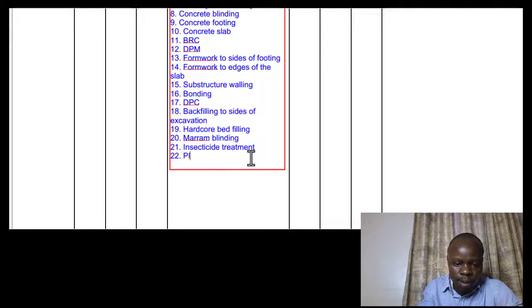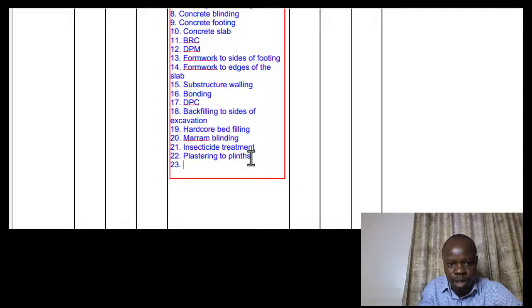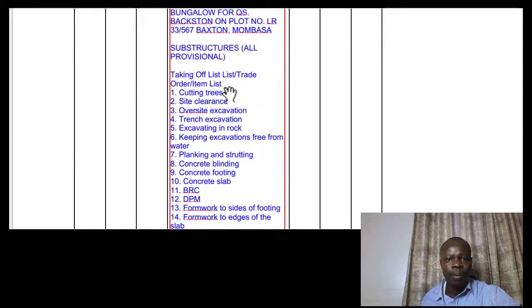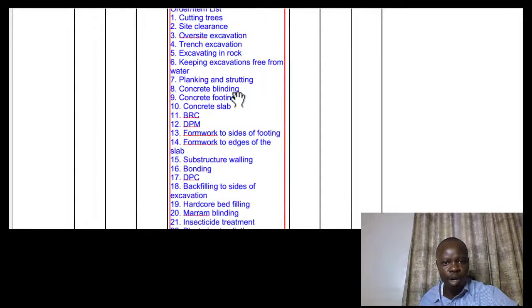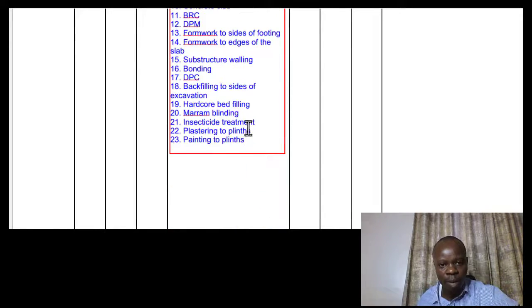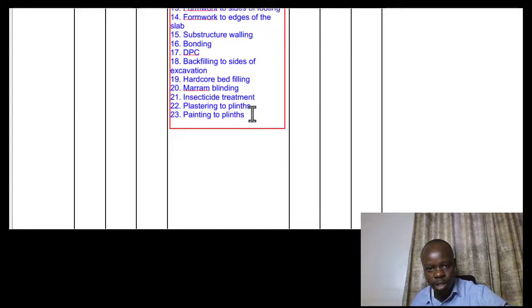Let's talk about plastering to plinths, and then we'll go to painting to plinths. So that is the comprehensive list that we have, which we are going to use to cover the rest of the session that is left. So this is what we need to rely on. That said, then what else? How do we go about it?